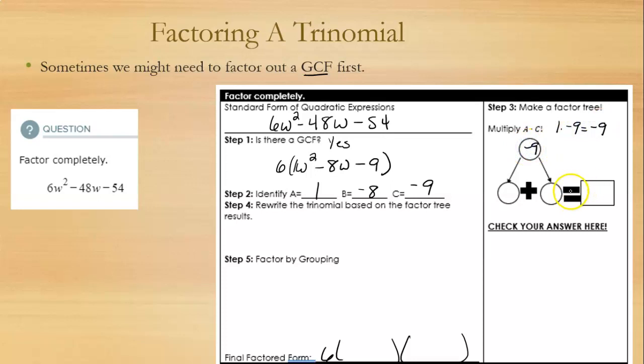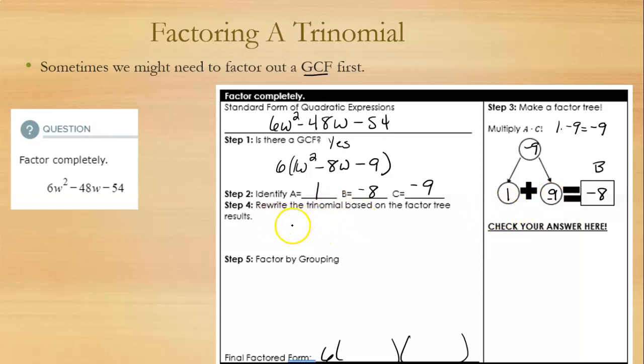I'm looking for two numbers that multiply to be negative 9, but add to be B, and B is negative 8. So if I look at my numbers, 3 times 3 is what most people get hung up on, but we want to think that 1 and 9 are also an option. In order to make a negative 9, one of these has to be negative. I'm going to use that as negative 9 to make that negative 8 there.